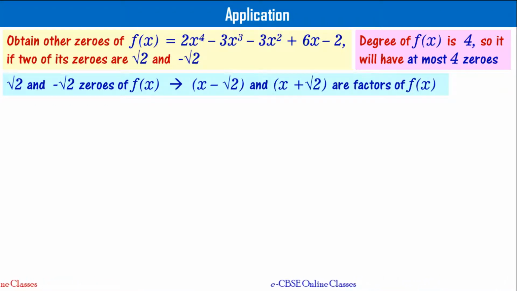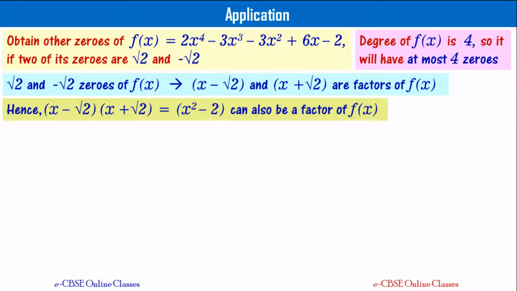It means that x minus root 2 and x plus root 2 are going to be the factors of f of x. It also means that their product, that is x square minus 2, can also be a factor of f of x.